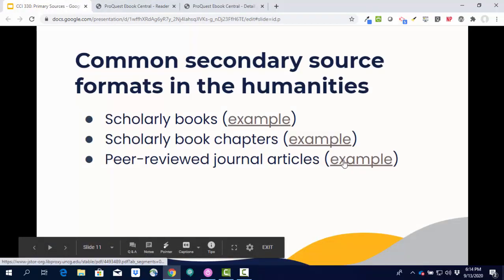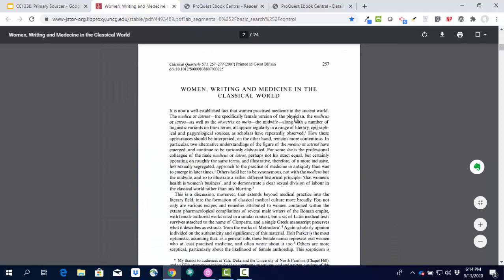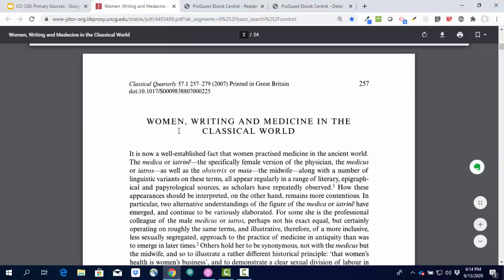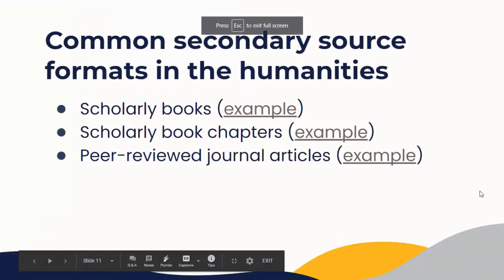Finally, an example that you may be familiar with, peer-reviewed journal articles. Here's an article called Women Writing in Medicine in the Classical World by Rebecca Fleming, which was published in the peer-reviewed journal Classical Quarterly back in 2007. This is a scholarly journal article, a peer-reviewed article that I found using JSTOR. So those are just a few examples of the primary formats that we see when we're talking about secondary sources in the humanities.